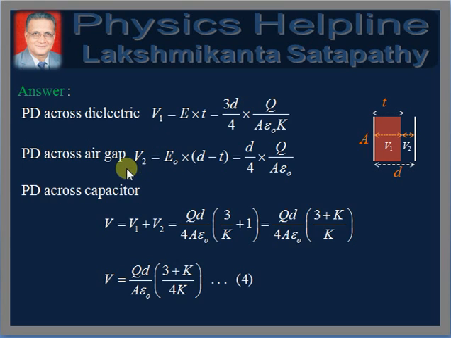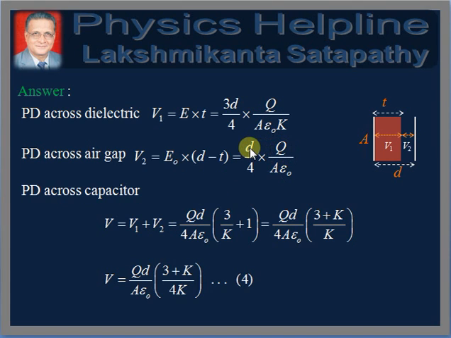Now for the air gap, we denote it as V2. Therefore, potential difference V2 is equal to E0 into D minus T, because the gap is D minus T, and E0 is Q by A epsilon 0 and D minus T is equal to D by 4. We have already obtained the result. Now PD across the capacitor, that means PD across the two plates, will be equal to V given by V1 plus V2.